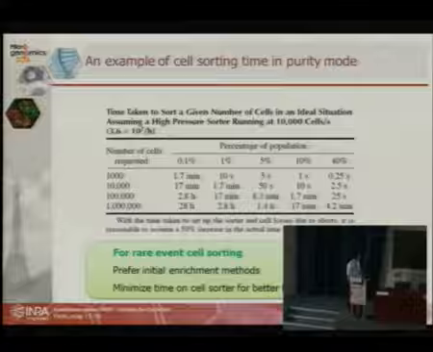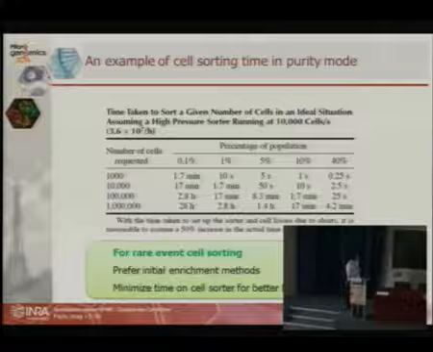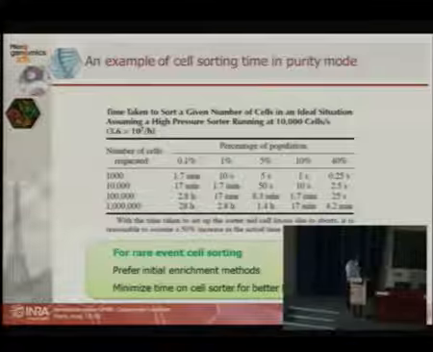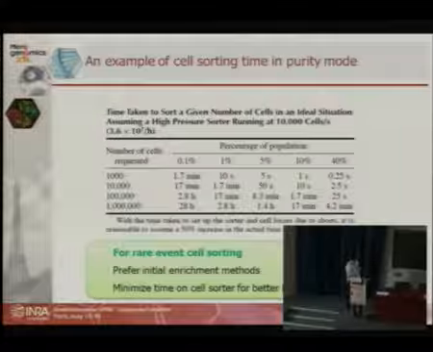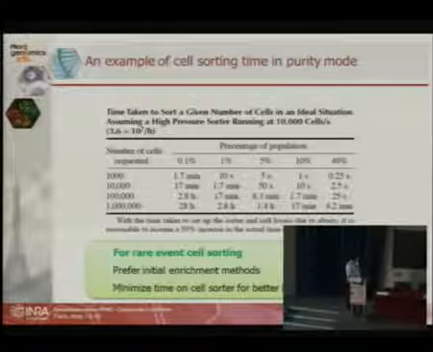Now if we put numbers together, that's an example. If you want to sort at high speed, and you have your target percentage of cells here, let's say you are interested in something rather rare, 1%, and you want, let's say, 100,000 cells, then you have to sort for 17 minutes. If you want to go even lower, then this time increases drastically.